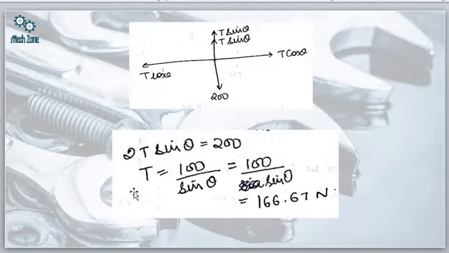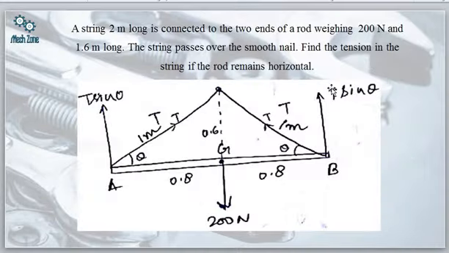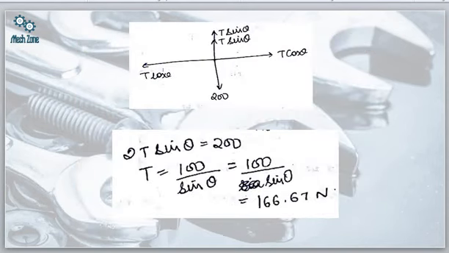By taking the summation of forces along the x-axis and along the y-axis to be 0, we can solve this question, but we can also apply Lami's theorem here. This is T sine theta, and T sine theta plus T sine theta becomes 2T sine theta in the upward vertical direction, which is balanced by the weight of this rod, that is 200 Newtons. So 2T sine theta is equal to 200, and T simply becomes 100 upon sine theta.